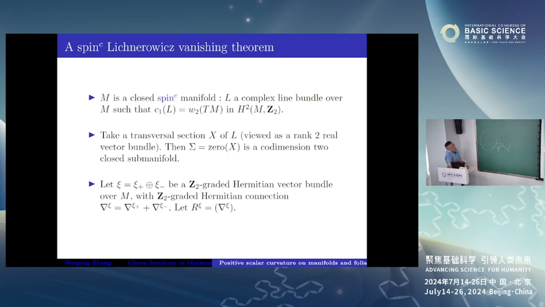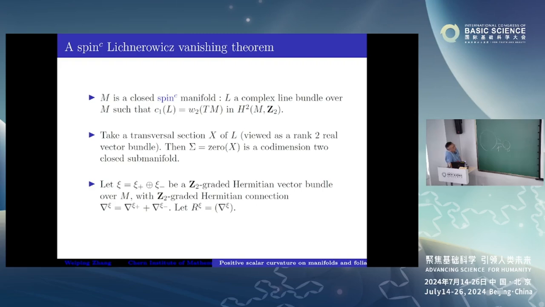So we now concentrate only on spin C manifolds. A spin C manifold is a slightly generalized version of a spin manifold. By definition, M is spin C if and only if there is a complex line bundle L such that the first Chern class of L is equal to the second Stiefel-Whitney class. So when L is a trivial bundle, then W2 is equal to 0.